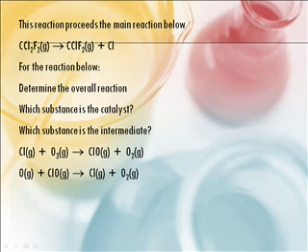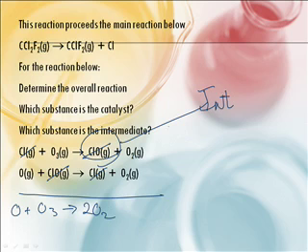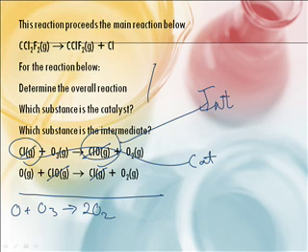Determine the overall reaction, which substance is the catalyst and which is the intermediate. It's the same type of reaction, so let's do one more example. I see Cl gas here, and then ClO gas. This is really the same reaction: O plus O3 makes 2O2. Which one would be the intermediate? The intermediate is ClO, because it shows up and then goes away. And the catalyst is Cl. I think that answers all the questions there.